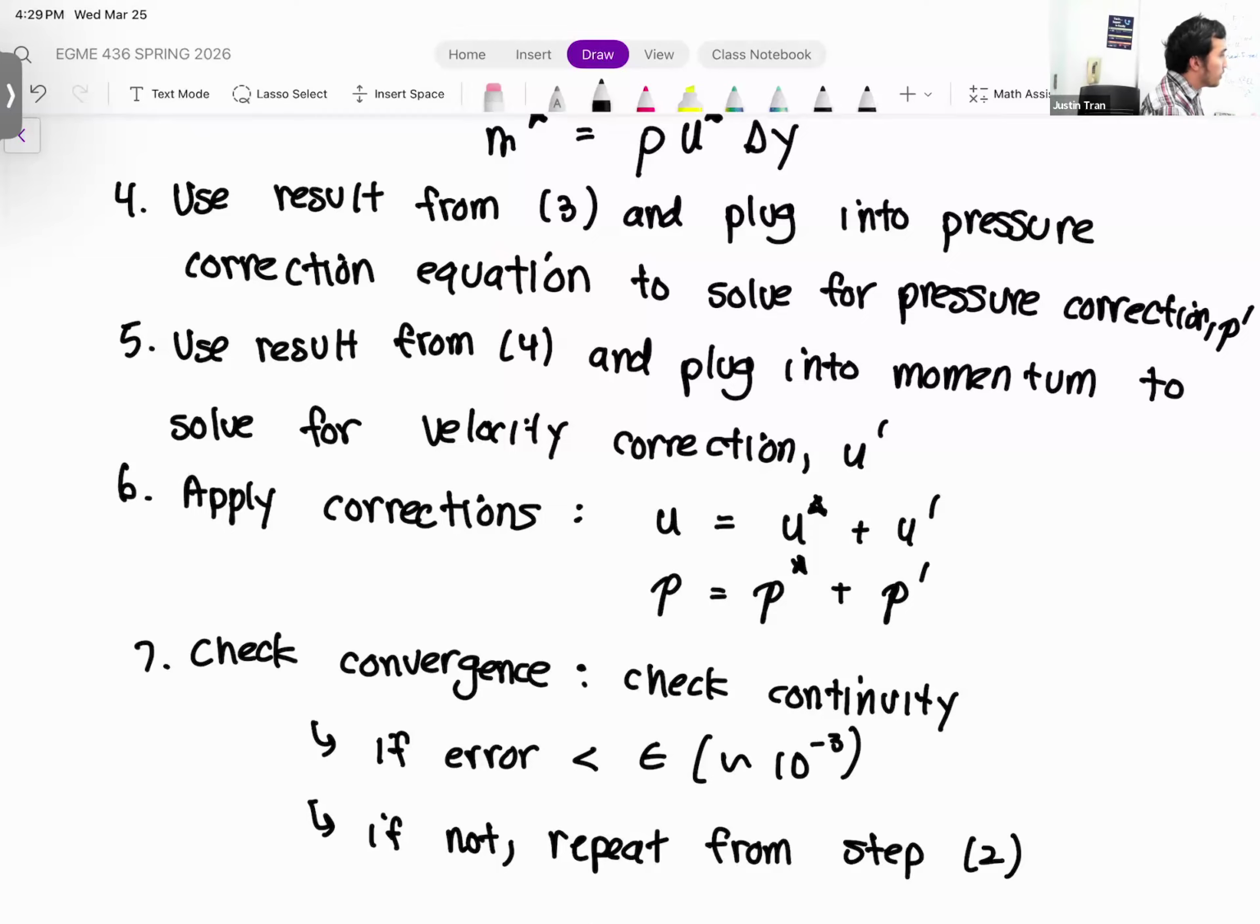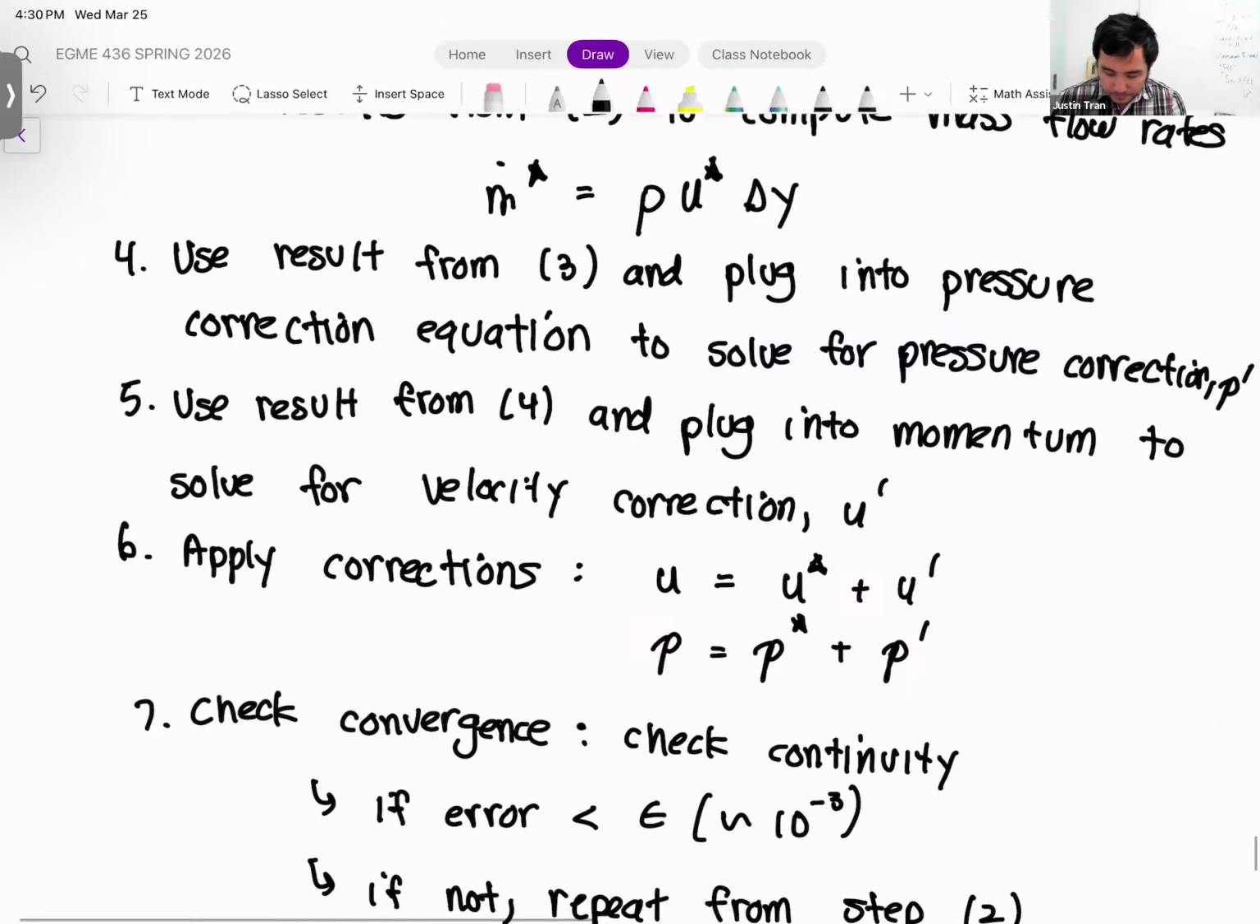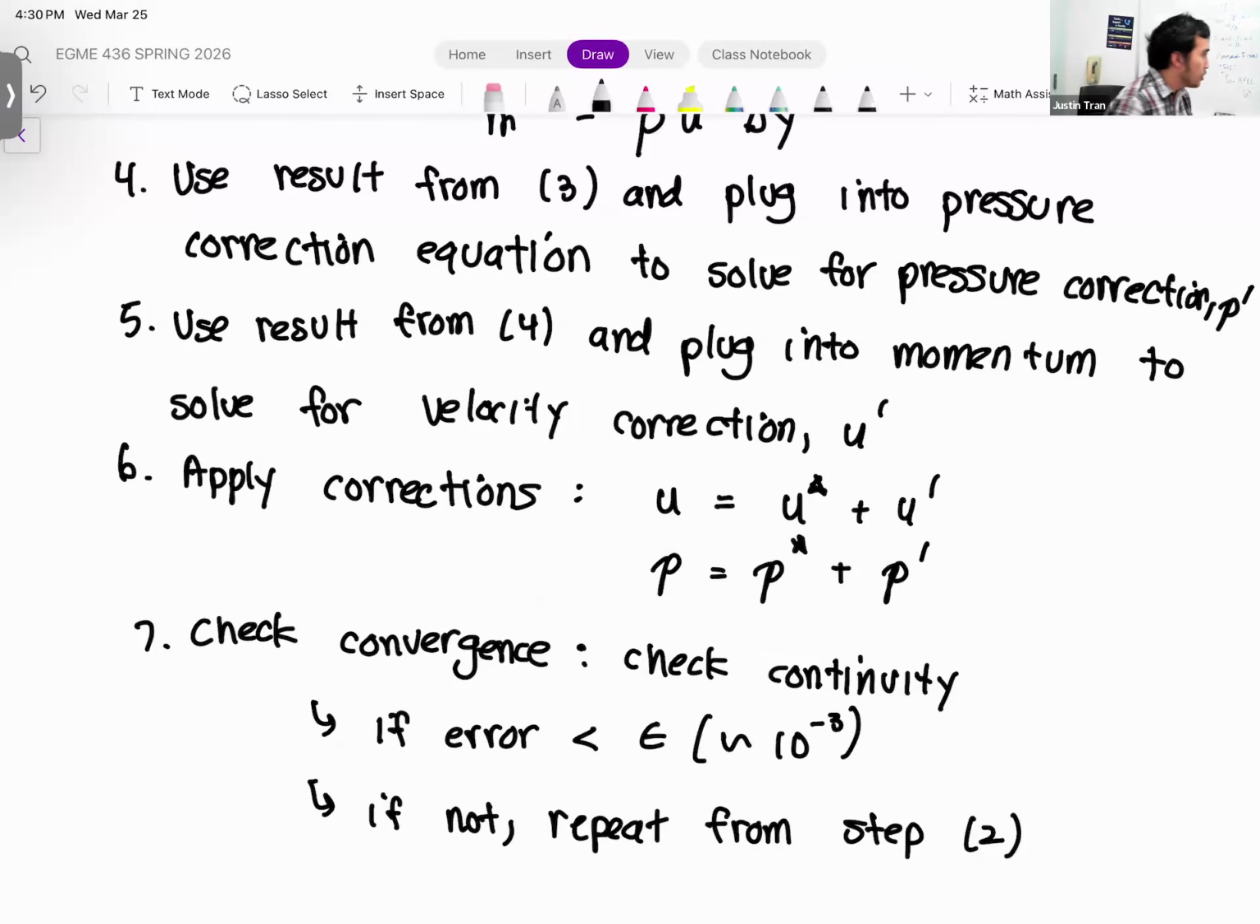Eventually, you keep doing this. There's a lot of proof that we're skipping over here, but you can prove that this simple algorithm is a convergent algorithm. So if you do this enough, you should get a solution that's well converged, that's mass conserving, and that satisfies momentum and continuity. It took a lot of work to get here, essentially one lecture and a half, but that's the beauty of this simple algorithm. Any questions on this before we jump into an example?